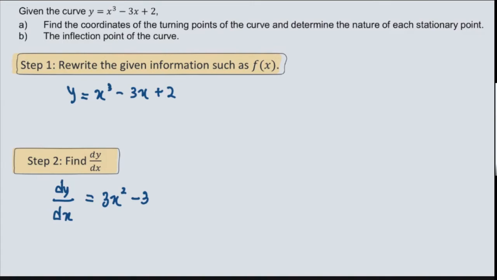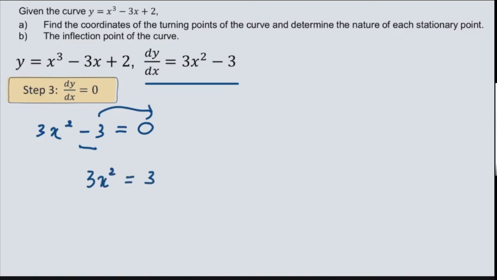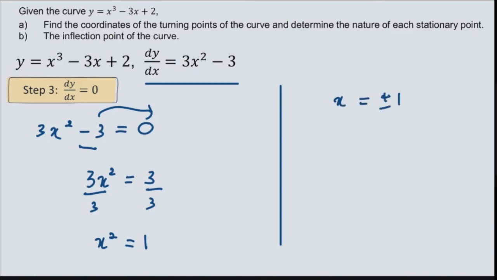Okay. So let's proceed with the next step. We need to find dy/dx equal to 0. So just now, this is what we found. So 3x squared minus 3 equal to 0. So first, we bring this to the right side. So 3x squared equal to 3. Then, we divide both sides by 3. We get x squared equal to 1. Okay. So, x is equal to plus minus 1.